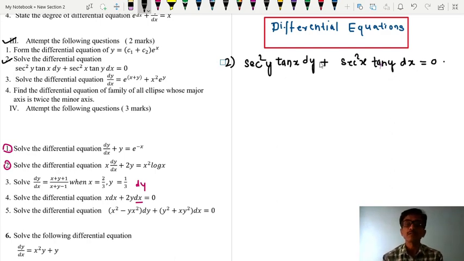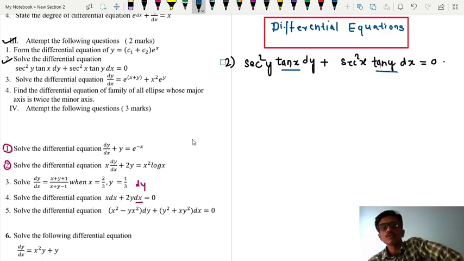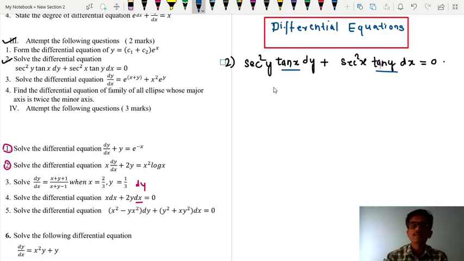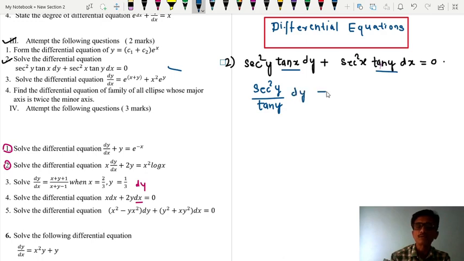So we'll write it in variable separable form. See here, this tan x we don't require over here, and here tan y we don't require. So we divide throughout the equation by tan x into tan y. If we divide by tan x into tan y, we get sec square y upon tan y dy plus sec square x dx upon tan x.